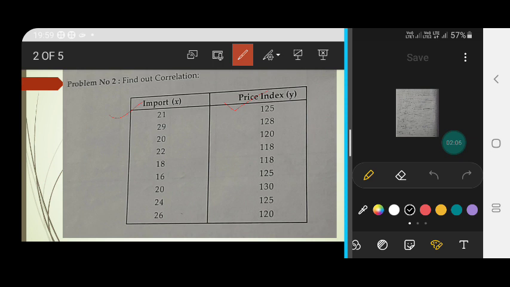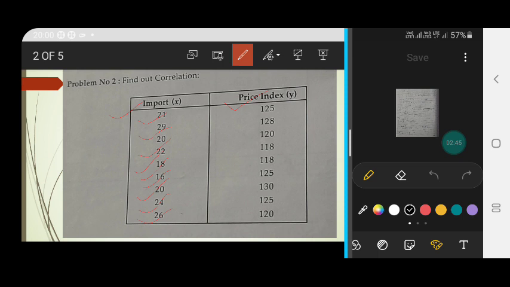In the question we have been given some items under the X series and some items under the Y series. Let's see the items given under the X series: 21, 29, 20, 22, 18, 16, 20, 24, 26. If we count these items, 1, 2, 3, 4, 5, 6, 7, 8, 9, we have a total of 9 items. So we will say that n is equal to 9.